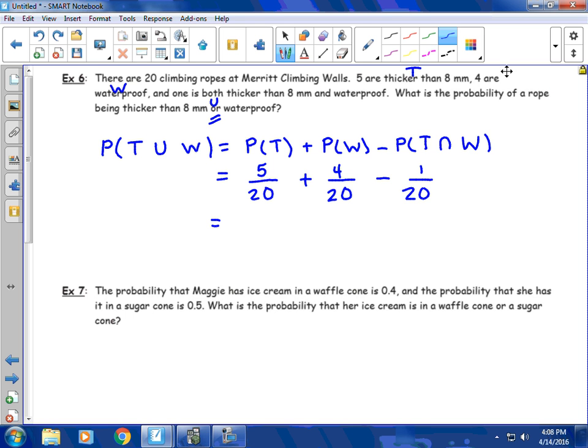Well, this is kind of nice because they all have the same denominator. 5 plus 4 is 9. Minus 1 is 8 out of 20. Reducing that, divide them both by 4. You're left with a 2/5 chance. 2/5. We use the addition rule because they gave us everything we needed to know.